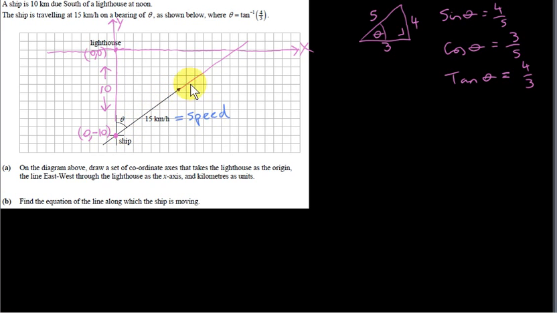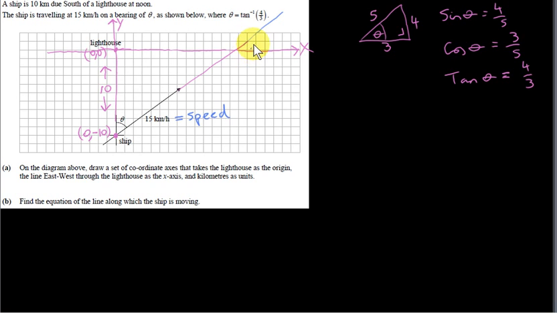Now, the ship is going to move along this line here, so I've extended this line on to show the path of the ship. To get the equation of this line, we need one point on the line, which we have, 0, minus 10, and we need the slope of the line. So how do we get the slope? To get the slope of a line, we need to get this angle in here.